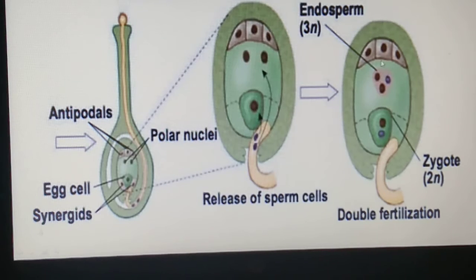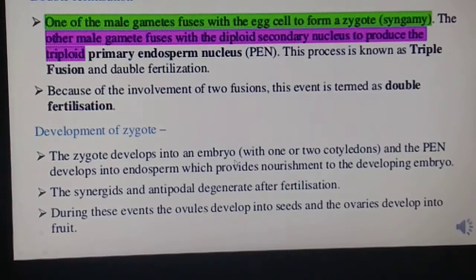Two polar nuclei and one male gamete, that is why it is known as triploid. Fine. So what is its function, students? It will give nourishment to the developing embryo. Fine. So this is what the complete double fertilization is. Although you have studied this in your class 10th, so it's not that difficult for you.